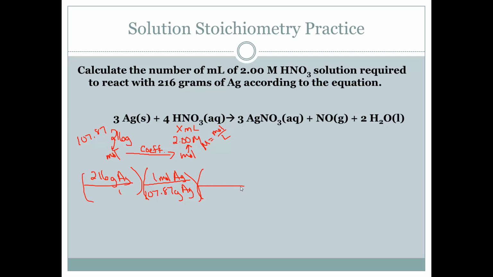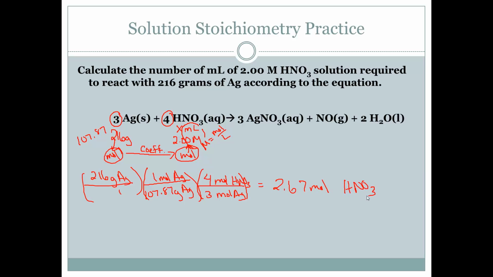We have moles of Ag on the top, so we put moles of Ag on the bottom. We are right here right now, and we're trying to get over here. So that means we need the coefficients. 3 moles of Ag, 4 moles of HNO3. This time, it's not asking about grams, it's asking about milliliters. So we don't need the molar mass of HNO3. So we're going to stop there. And that gives us 2.67 moles of HNO3. So how many milliliters do we need?